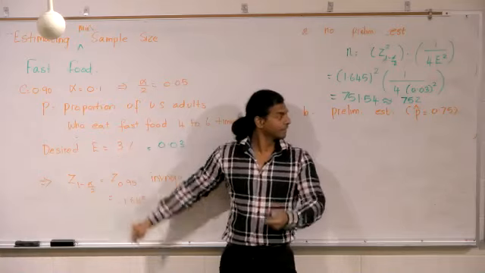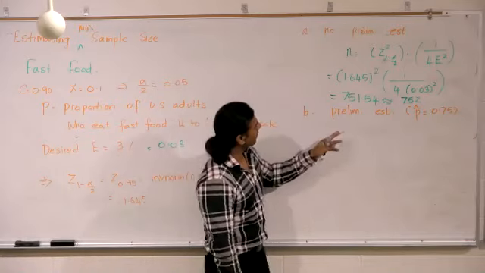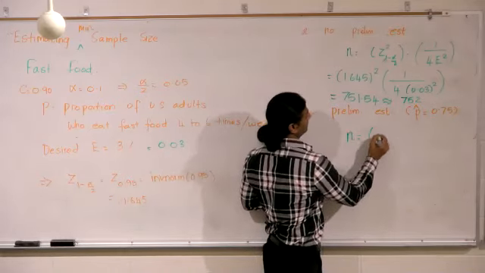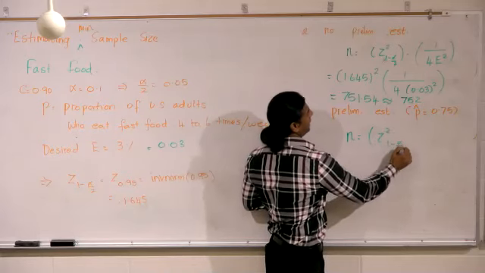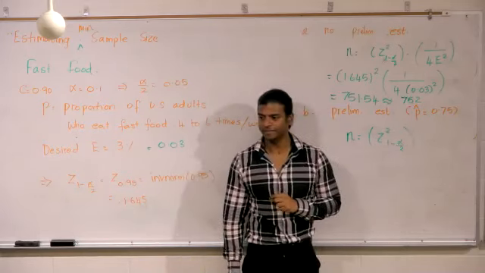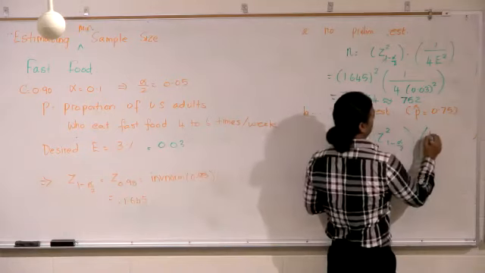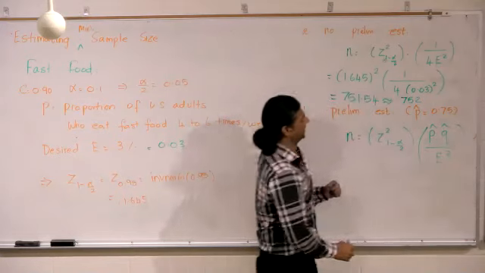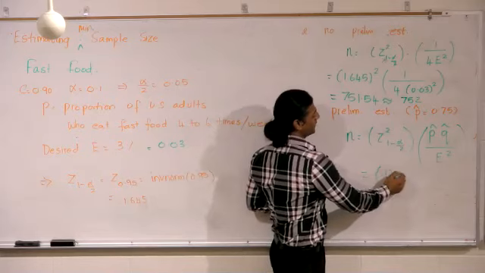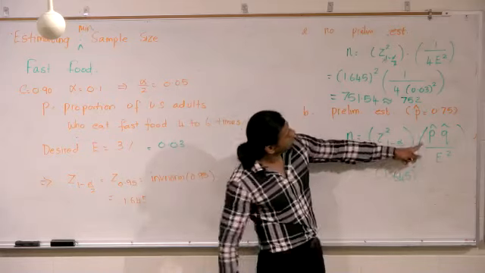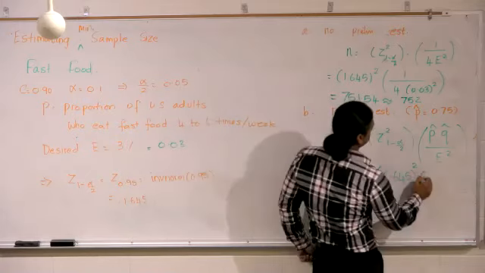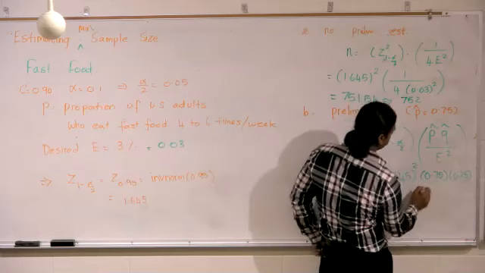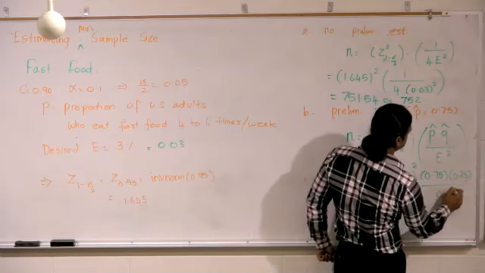Yes? What if we have a preliminary estimate? What will change? It'll just be 1 over E squared? No, it would be 0.75 times 0.25 over E squared. So 1.645 squared times p hat times q hat, which would be 0.75 times 0.25. The margin of error doesn't change, so 0.03 squared.